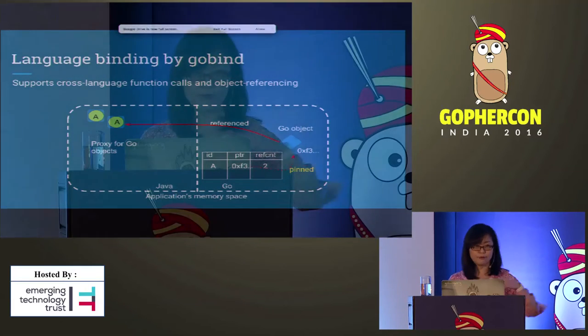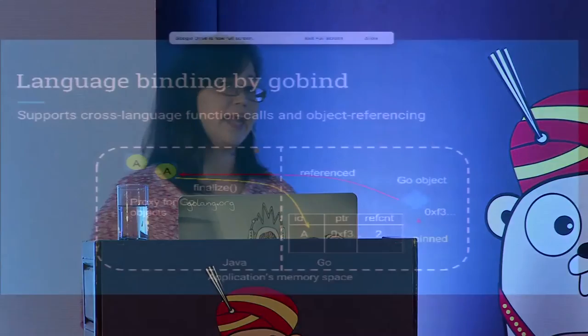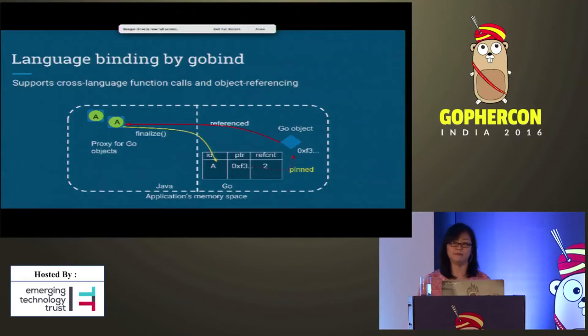As more references are made, the reference counter will go up. And when some reference goes away from the Java side, it will be garbage collected, and its finalizer will be called and decrement the reference count. Eventually, the pin on this Go object will be removed, and the Go object will be garbage collected. We also have a similar mechanism on the Java side so that a Java object can be referenced from the Go side.